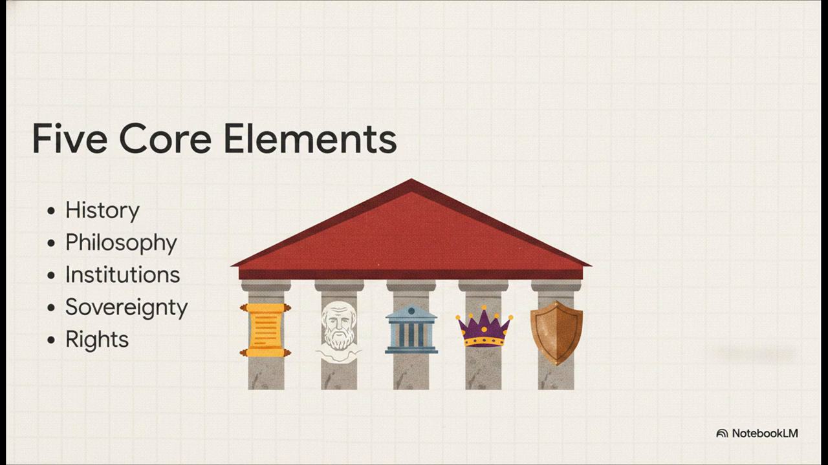You've got a nation's historical development, its underlying constitutional philosophy, the specific political institutions it creates, the locus of sovereignty, basically where the ultimate power lies, and how it protects individual rights. Every single country we're about to look at tackles these 5 elements, but the way they arrange them is totally unique.